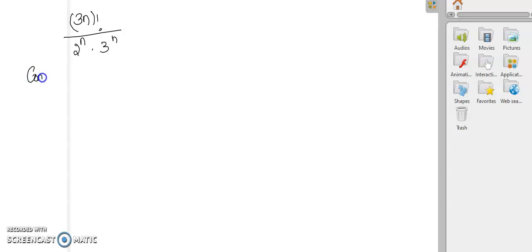So for this problem, here we need 3n. So consider the multiset.